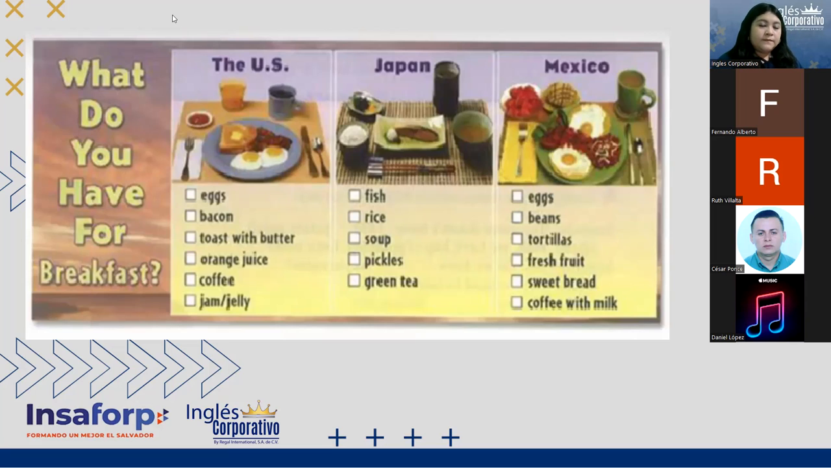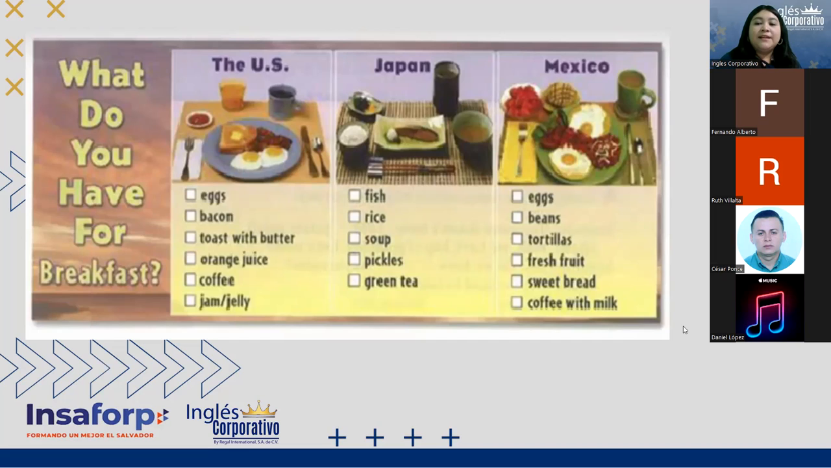They eat eggs, bacon, toast with butter, orange juice, coffee, jam or jelly. Japan. They eat fish, rice, soup, pickles, green tea. Mexico. They eat eggs, beans, tortillas, fresh fruit, sweet bread, coffee with milk. Excellent. Thank you. That's correct.